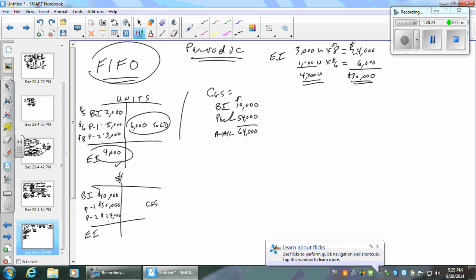I think that's it. So now, in dollars, I had 10,000 beginning, plus I bought 54, available is 64, and now what happened? My ending is 30, so guess what my cost of goods sold is?